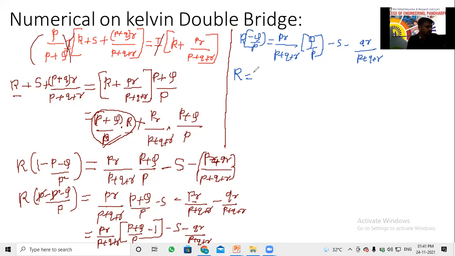Listen carefully. PR, I will keep this one as it is: PR divided by (P plus Q plus R). This one, Q by P is there, into minus P by Q. You can write it like this. Multiply, next minus and this minus will become plus. We have to multiply this term by P by Q. Here also minus is there, here also minus is there. Minus into minus is plus. I will write plus, as it is, P by Q directly.